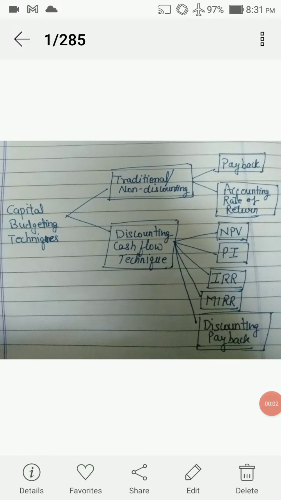Hello friends, today we will discuss the capital budgeting techniques. As we all know, capital budgeting is done for capital assets so that we can know about the revenues and expenses that will help us to know about the cash flows. These cash flows will help us to know about the viability of the project.